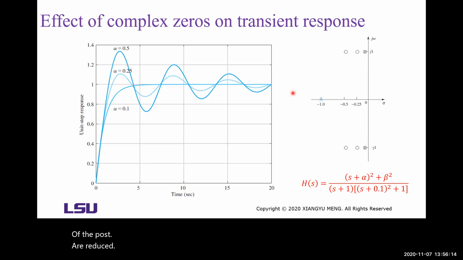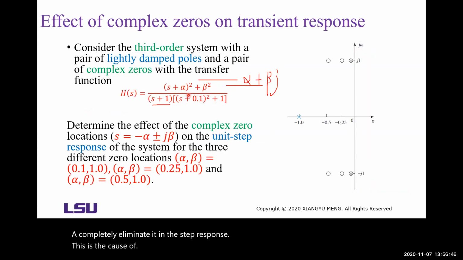Then when we move the zeros exactly to the locations of the poles, then we see the oscillation is completely eliminated in the step response. This is because of the zero-pole cancellation. So the step response will be the step response of a first order system.